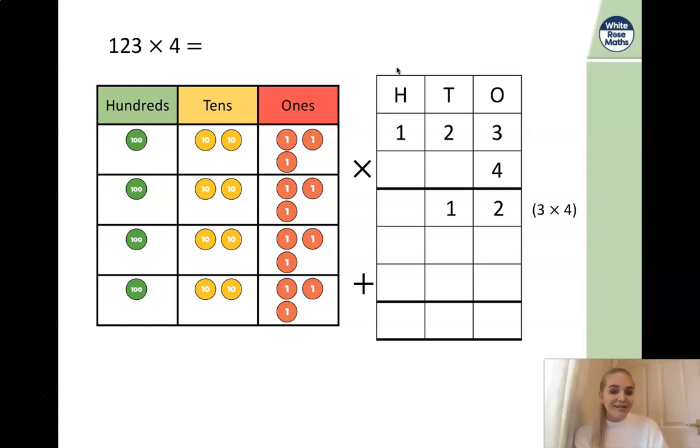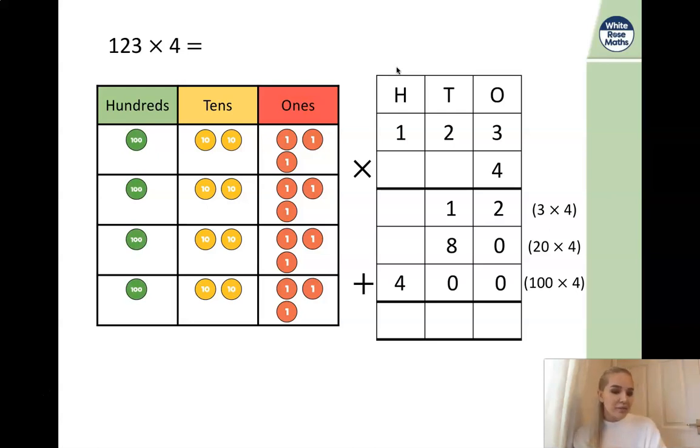I'm then going to go on to my tens. How many tens do I have? Well, I have 2 tens 4 times, so I have 8 tens. And how many hundreds do I have? I have got 100 4 times, which is the same as 400.